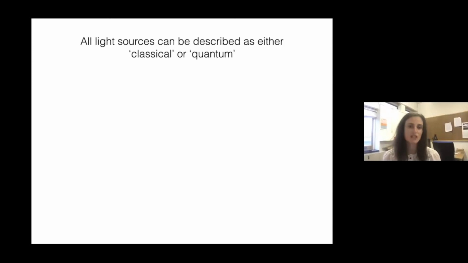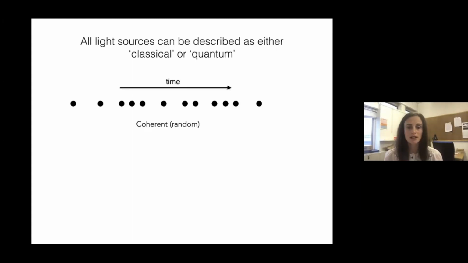All light sources can be described as either classical or quantum. And I'll go through this example using the idea of the photon. So the photon is an elementary particle. It's a particle of light. Now, if you imagine a light source which is emitting photons over time, consider a light source where the arrival time of these photons is completely random. So there is no regular spacing, and to an outside observer, this light source looks even in intensity over time.